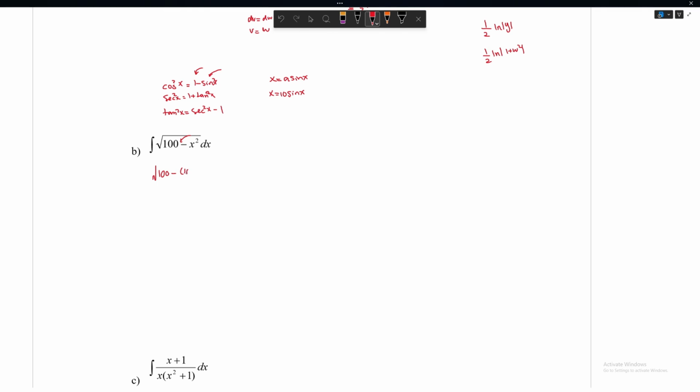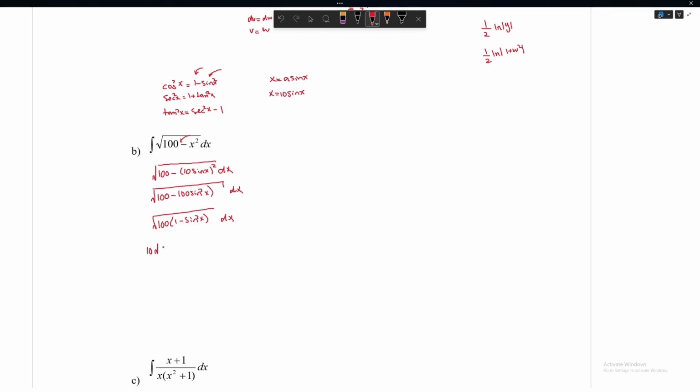Minus, we've got 10 sine x squared, all over dx. Now when we apply this, I'll get 100 minus 100 sine squared x. Okay, there you go, dx. I can pull out the 100 now. I have 100 now. 1 minus sine squared x, and you can see what this looks like now. dx. Now I can take the root of the 100. What I'll get is 10.